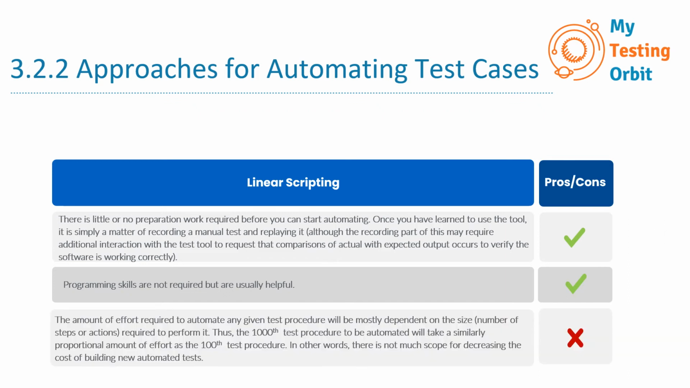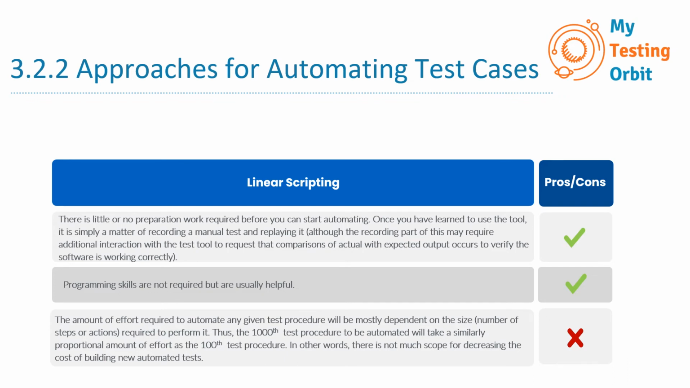Now let's go through the cons, and there are quite a lot of cons for this approach. The amount of effort required to automate any given test procedure will be mostly dependent on the size, number of steps or actions required to perform it. Thus, the 1000th test procedure to be automated will take a similarly proportional amount of effort as the 100th test procedure. In other words, there is not much scope for decreasing the cost of building new automated tests.